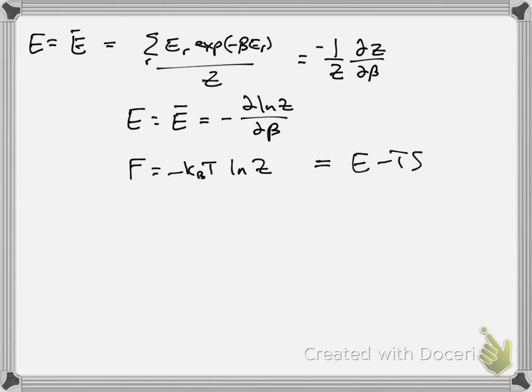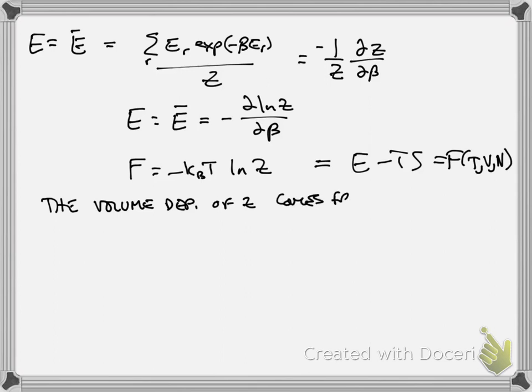Now, the one thing I haven't talked about is the pressure, and you kind of saw this a little bit on your homework problem. So the volume dependence, right? Remember, T, V, and N are the natural variables for F. So where does the volume dependence come from? The volume dependence of Z comes from the energy levels. It's easiest to visualize in the case of a particle in a box or something, but clearly the size of the box affects the energy levels themselves.